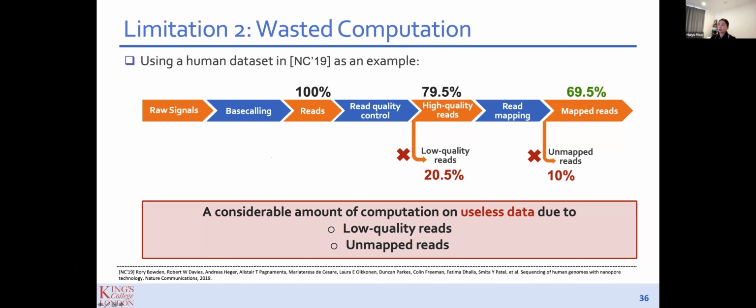The second limitation is that there is a lot of wasted computation done on data that has been analyzed by previous steps. We conclude that there is a considerable amount of computation on useless data, either due to the low-quality reads in the high-quality read filtering, or due to the unmapped reads, I mean those reads that cannot be mapped to the reference genome. But all of this data has been transferred and analyzed in the previous steps. So these are the two limitations.